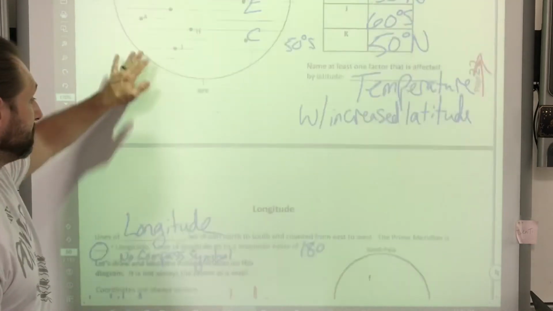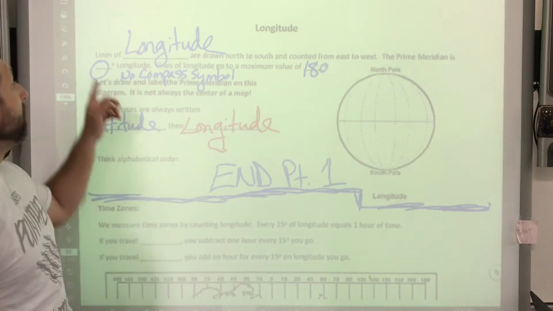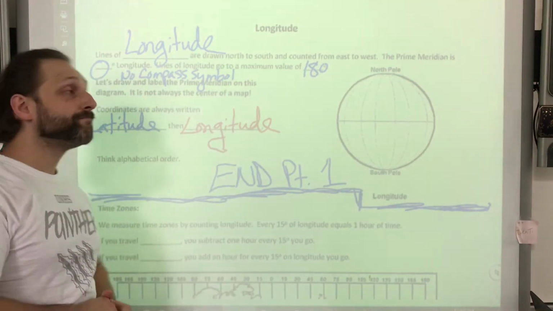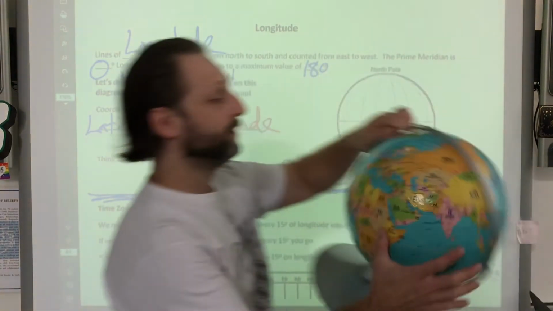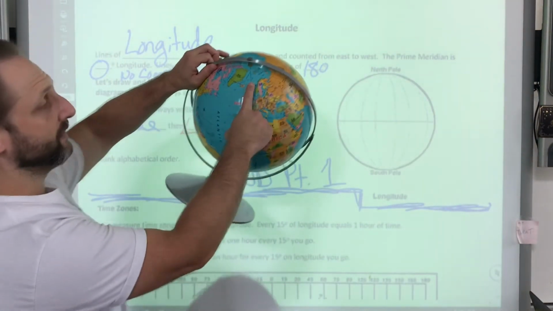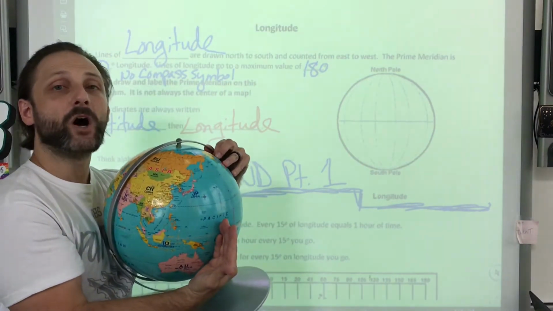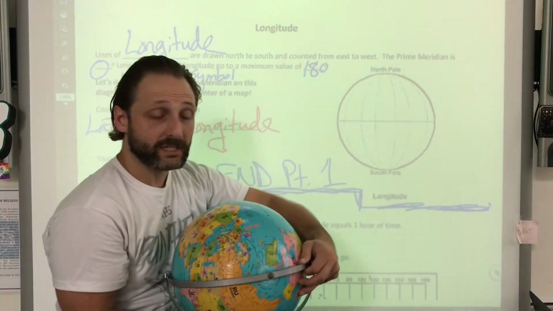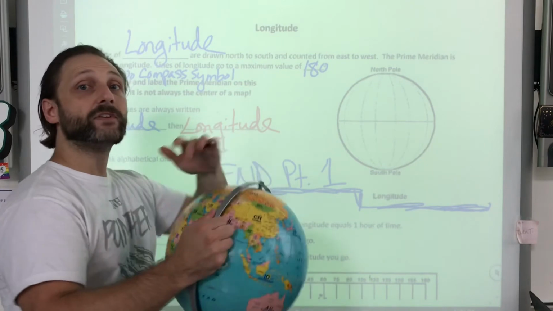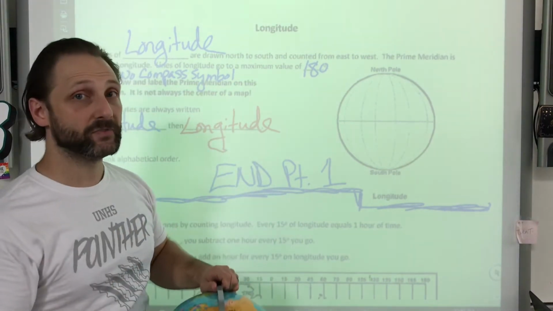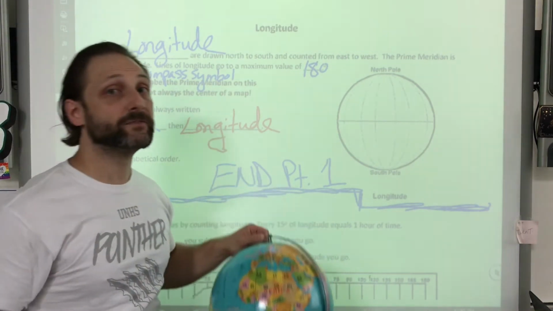All right, let's move on to longitude. So longitude are the long lines on the map. 0 is the prime meridian. And we go up to 180 degrees. So if this here is the prime meridian, half of this globe is 180 degrees because the circle is 360. Half of 360 is 180. So both sides are going to represent a hemisphere, the eastern hemisphere and the western hemisphere, respectively, away from the prime meridian.